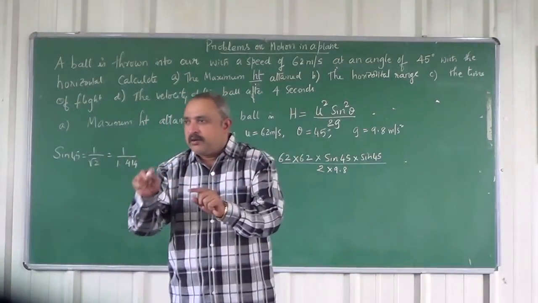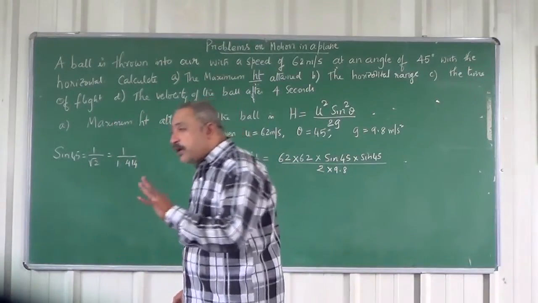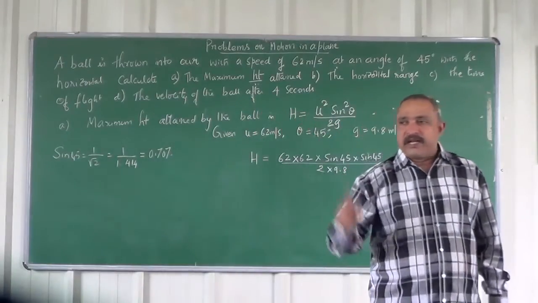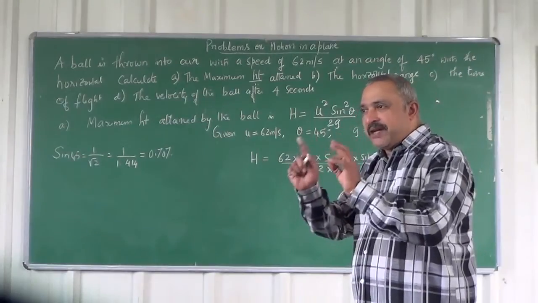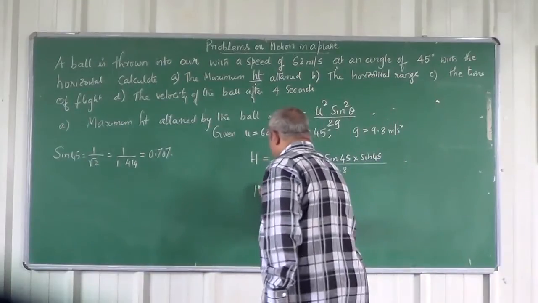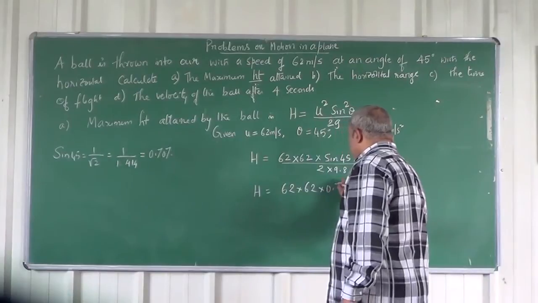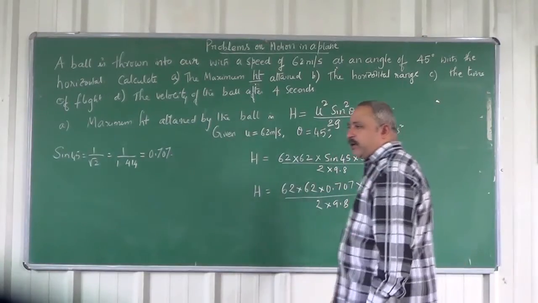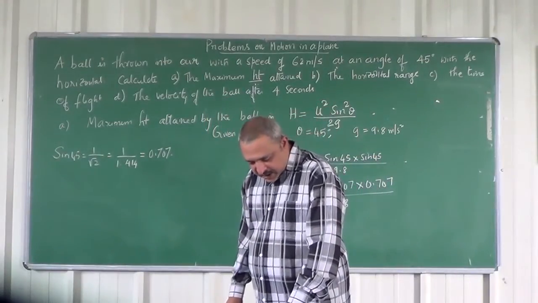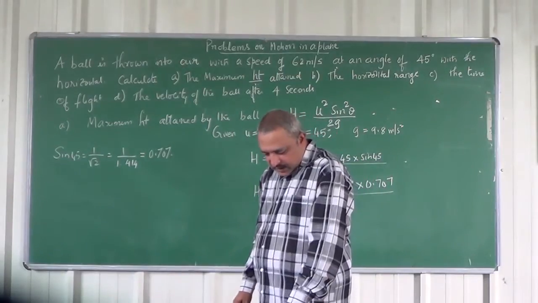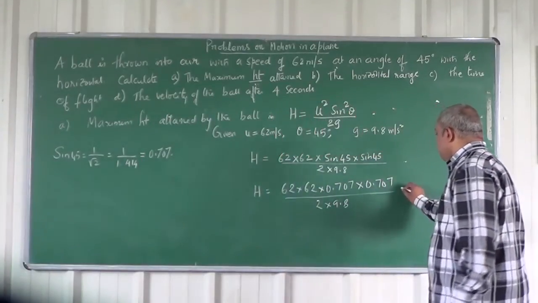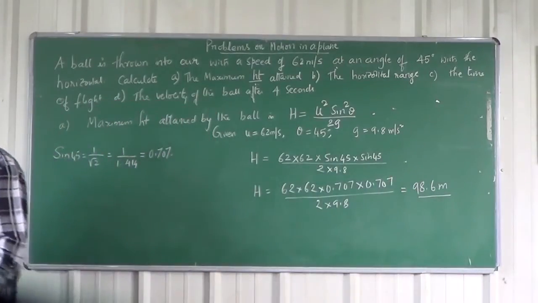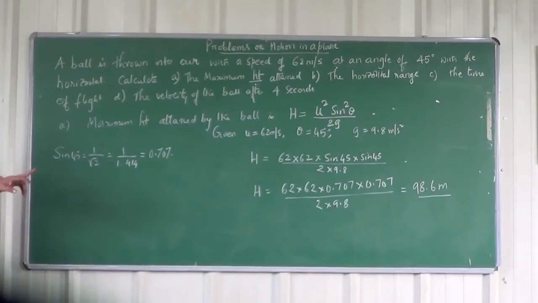How much is 1 over 1.414? 0.707. It's better you remember this value. The value of sin 45 or cos 45 in decimals is 0.707. So H equals 62 into 62 into 0.707 into 0.707 divided by 2 into 9.8. When you simplify all these, you will get 98.6 meters. So the maximum height attained by the projectile is 98.6 meters.